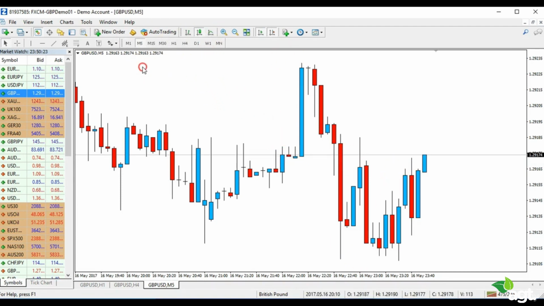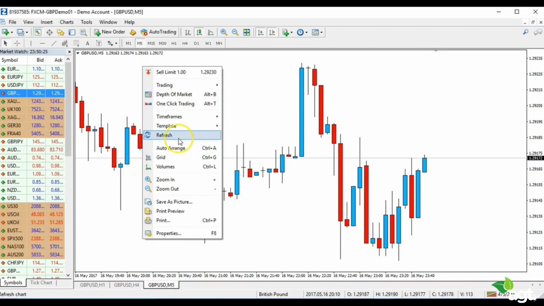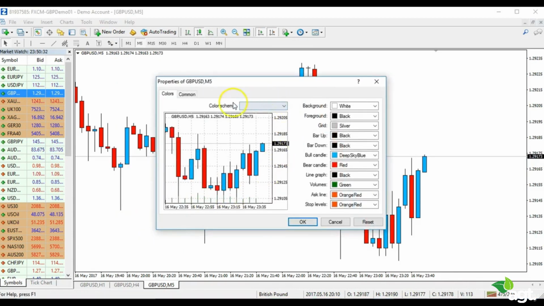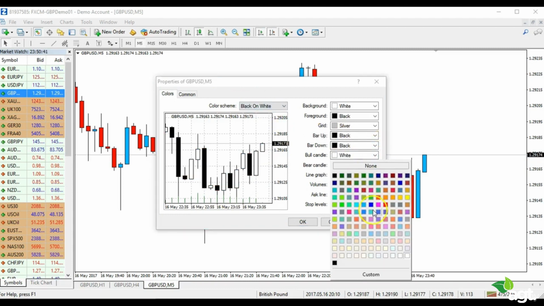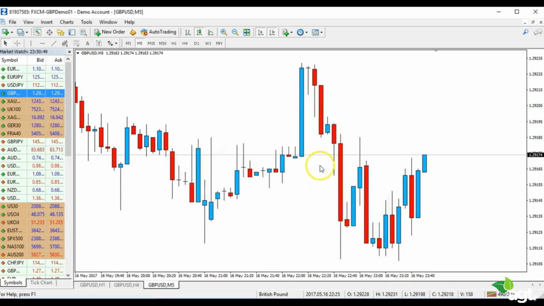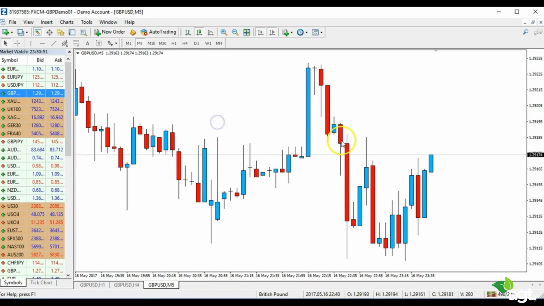Now, if you want to color and actually create your chart, what you do is you right click, you click on properties, and then you can choose what your color scheme is. So let's say what I do here is I choose black on white. Then you can choose the color of your candles. I tend to choose blue going up and the down going red. Okay, and that's basically how I set up my candles.